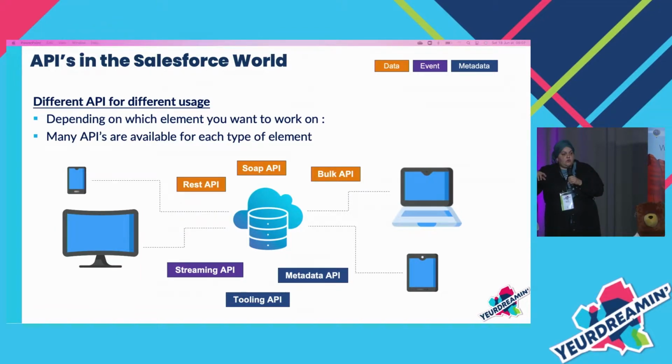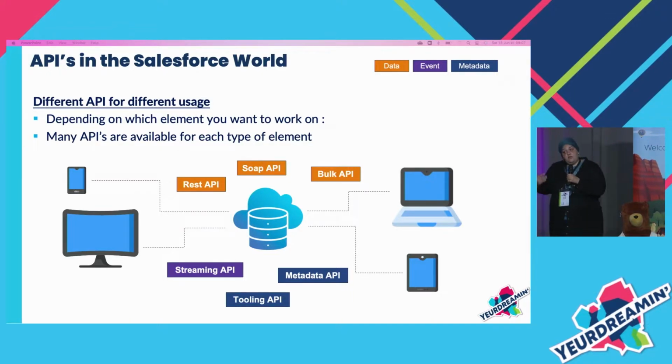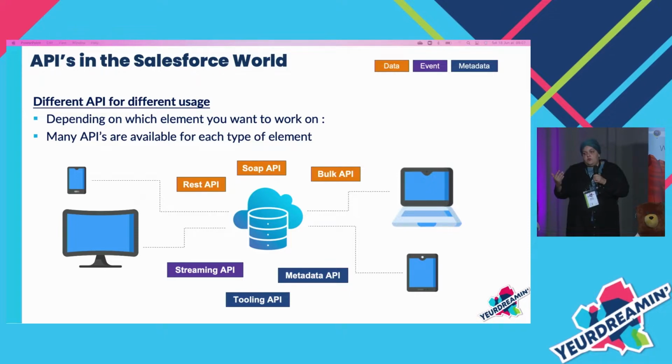If you are used to working with flows and platform events, behind platform events you have the Streaming API. The Streaming API is there, for example, if you want to update something on the screen of your user in real time. Something is happening behind the scenes, and you want to show it on the screen, then you use the Streaming API.